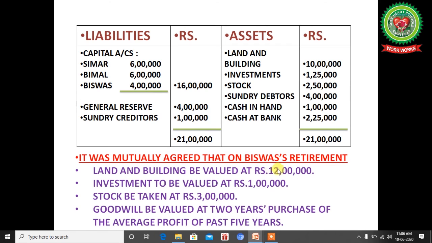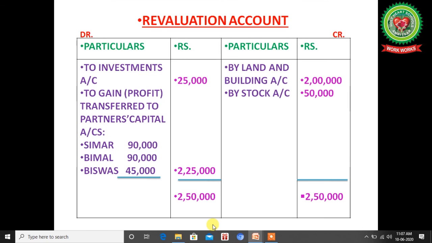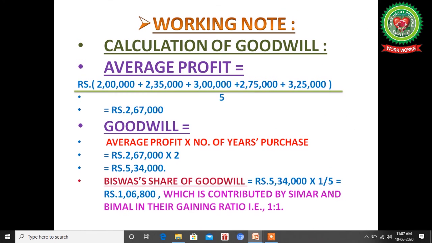It was mutually agreed that on Biswas's retirement, land and building be valued at 12 lakh, investment 1 lakh, stock 3 lakh, and goodwill be valued at 2 years' purchase of the average profit of the past 5 years. So here firstly you are going to compute the average profit and then goodwill. For this, the statement also gives you years 1, 2, 3, 4, 5 with the profits. In your question you are required to prepare the revaluation account, partners' capital accounts and balance sheet as at 30th June 2018. So first of all, see the working note.